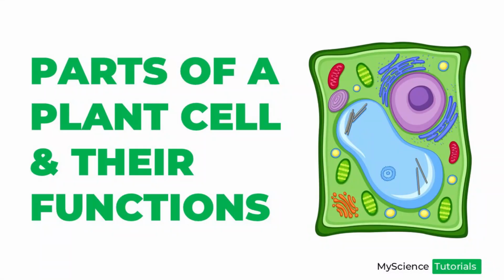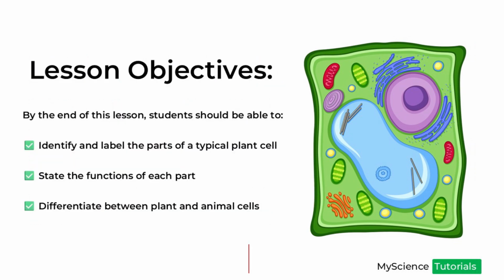Parts of a plant cell and their functions. SHS 1, General Science, Biology. Syllabus: Core Biology Curriculum, Cell Structure and Function Lesson. Objectives: By the end of this lesson, students should be able to identify and label the parts of a typical plant cell, state the functions of each part, and differentiate between plant and animal cells.